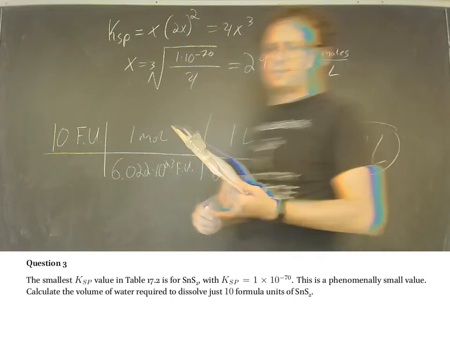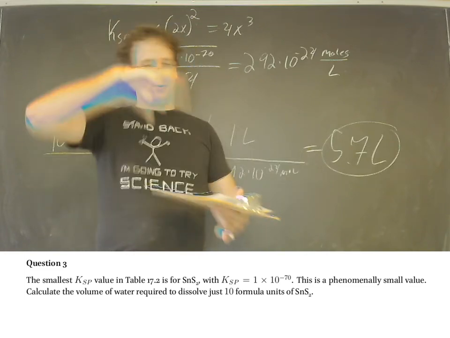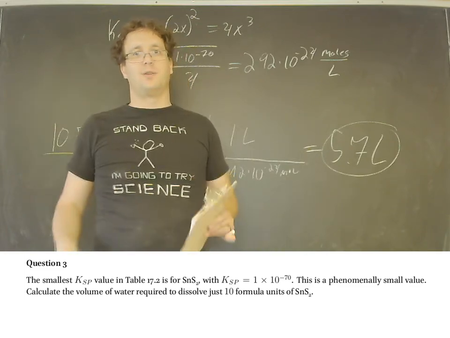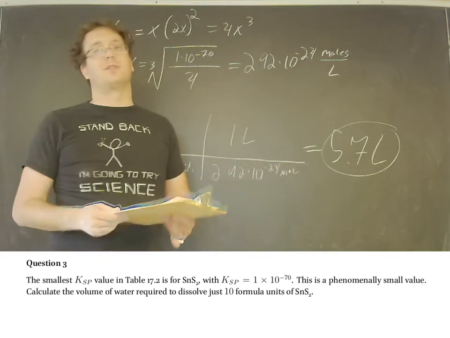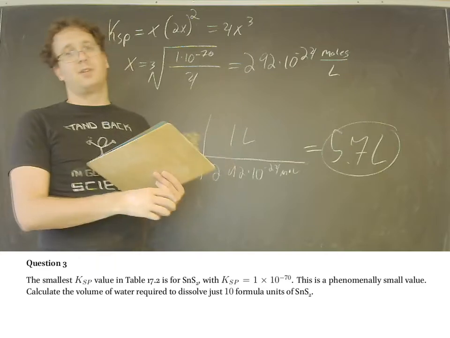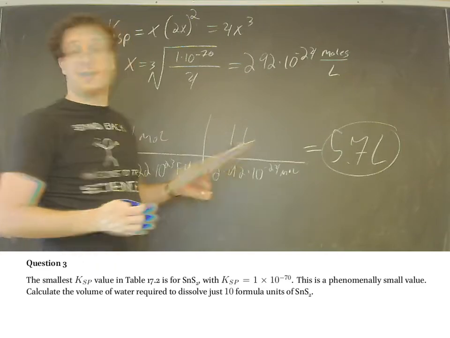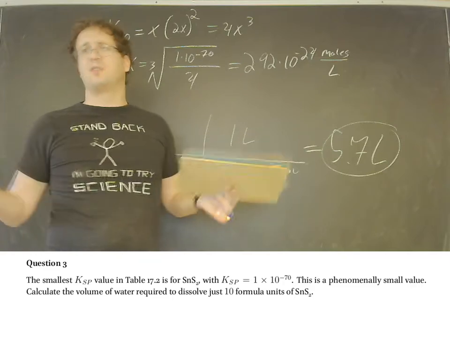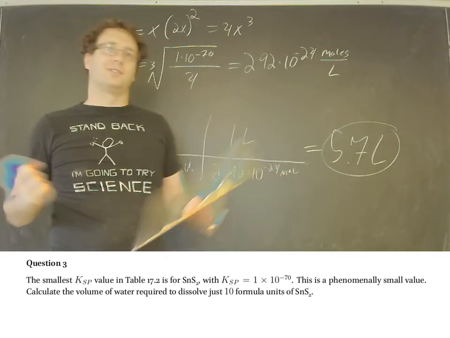So this salt is so insoluble that 5 liters, which is a pretty good sized little bucket or something, is only going to have 10 formula units in solution at any given time. And kudos to the analytical chemist that measured that KSP, that had an instrument sensitive enough to detect the presence of tin ions in such low concentration.